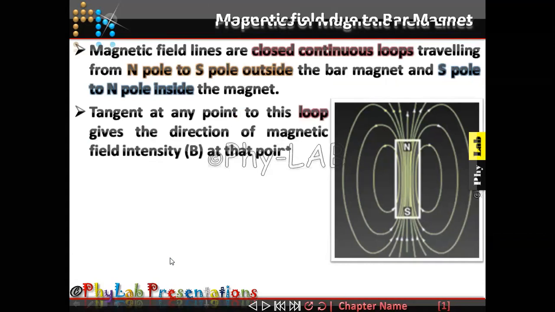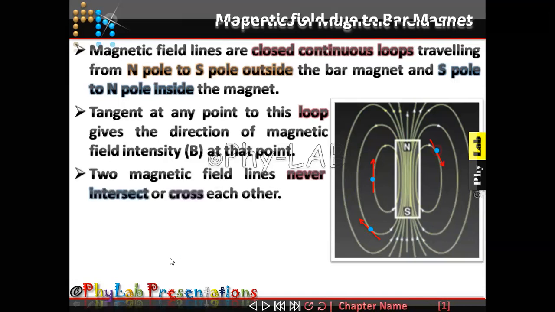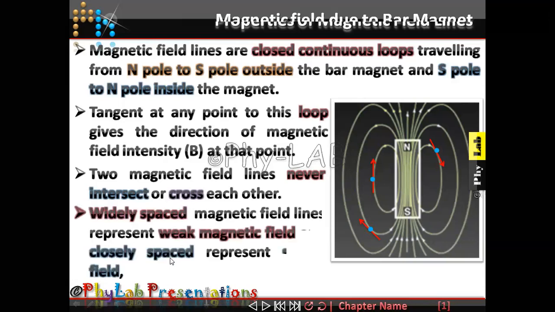Whenever you draw the tangent at any point on this loop, this will give you the magnetic field direction. So a tangent drawn at any point on this loop will give you the direction of the magnetic field intensity. Similarly, at any point, suppose you draw over here or you draw at another point. Now, two magnetic field lines never intersect each other because at the point of intersection, there will be two directions of magnetic field possible at one point only, and that is an impossible thing.